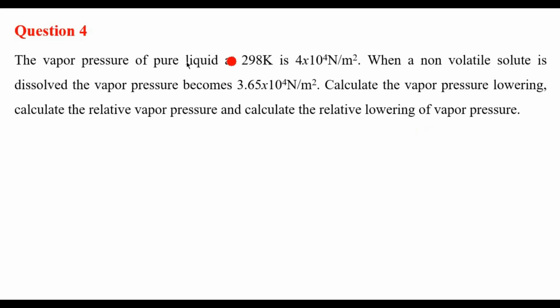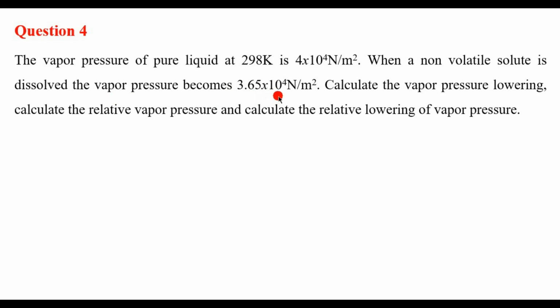Let's go to another question, which is question 4. Question 4 is also asking to determine the vapor pressure lowering, and also to calculate the relative vapor pressure and to calculate the relative vapor pressure lowering. What was given? We have the vapor pressure of pure liquid, which is this Newton per meter squared. So that means here we have the vapor pressure of the pure solvent. They are saying when a non-volatile solid is dissolved, the vapor pressure becomes, so that means you have also the vapor pressure of the solution.